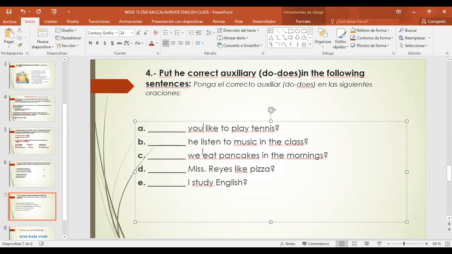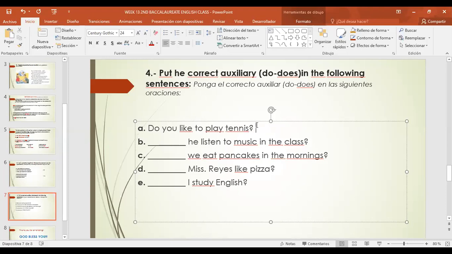All of you are right. Todos ustedes están muy bien. Because we are using the subject pronoun you. Porque estamos utilizando el pronombre personal you. Y recuerden que con el pronombre I, you, we y they, utilizamos el auxiliar do. Okay, to make questions. So, do you like to play tennis?